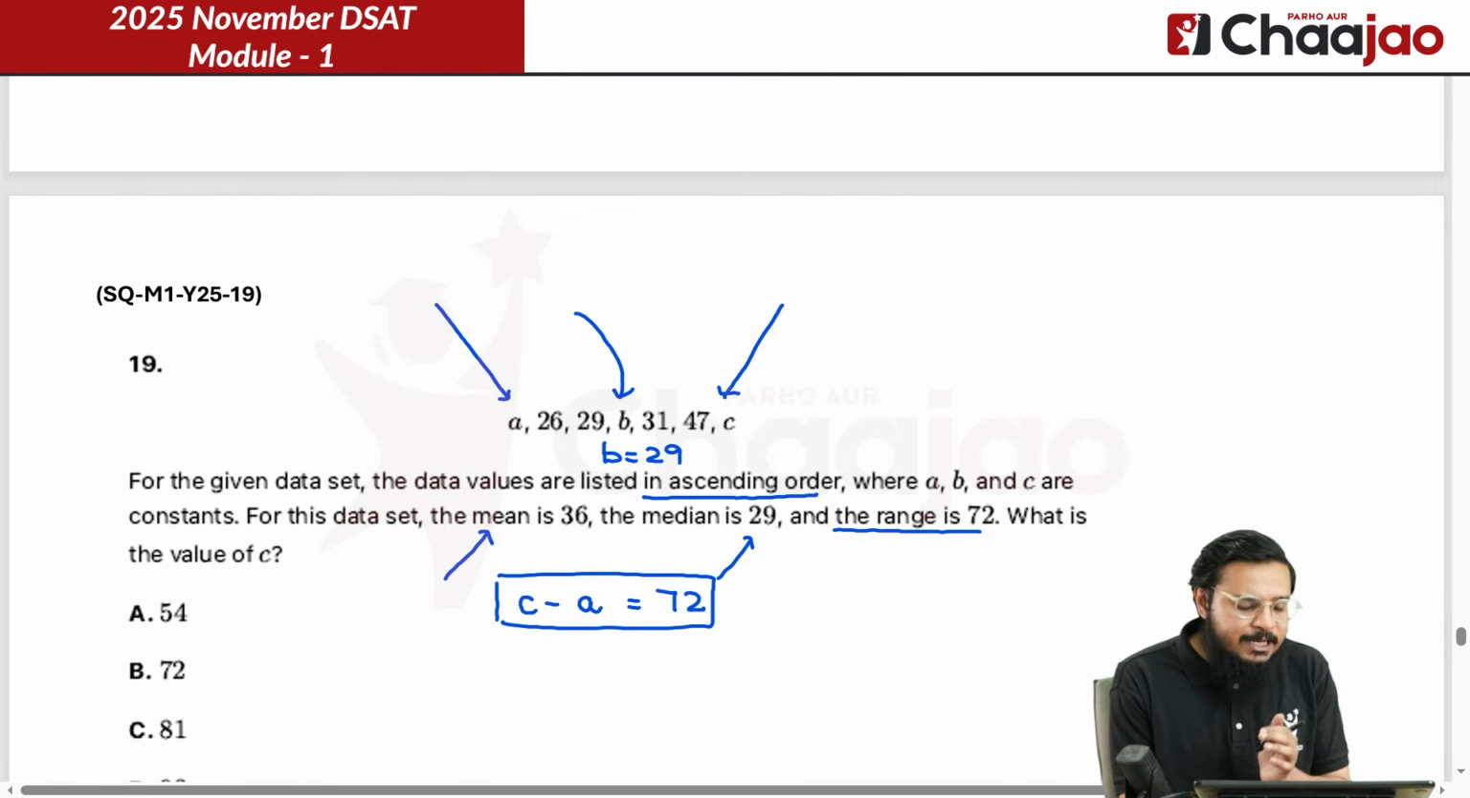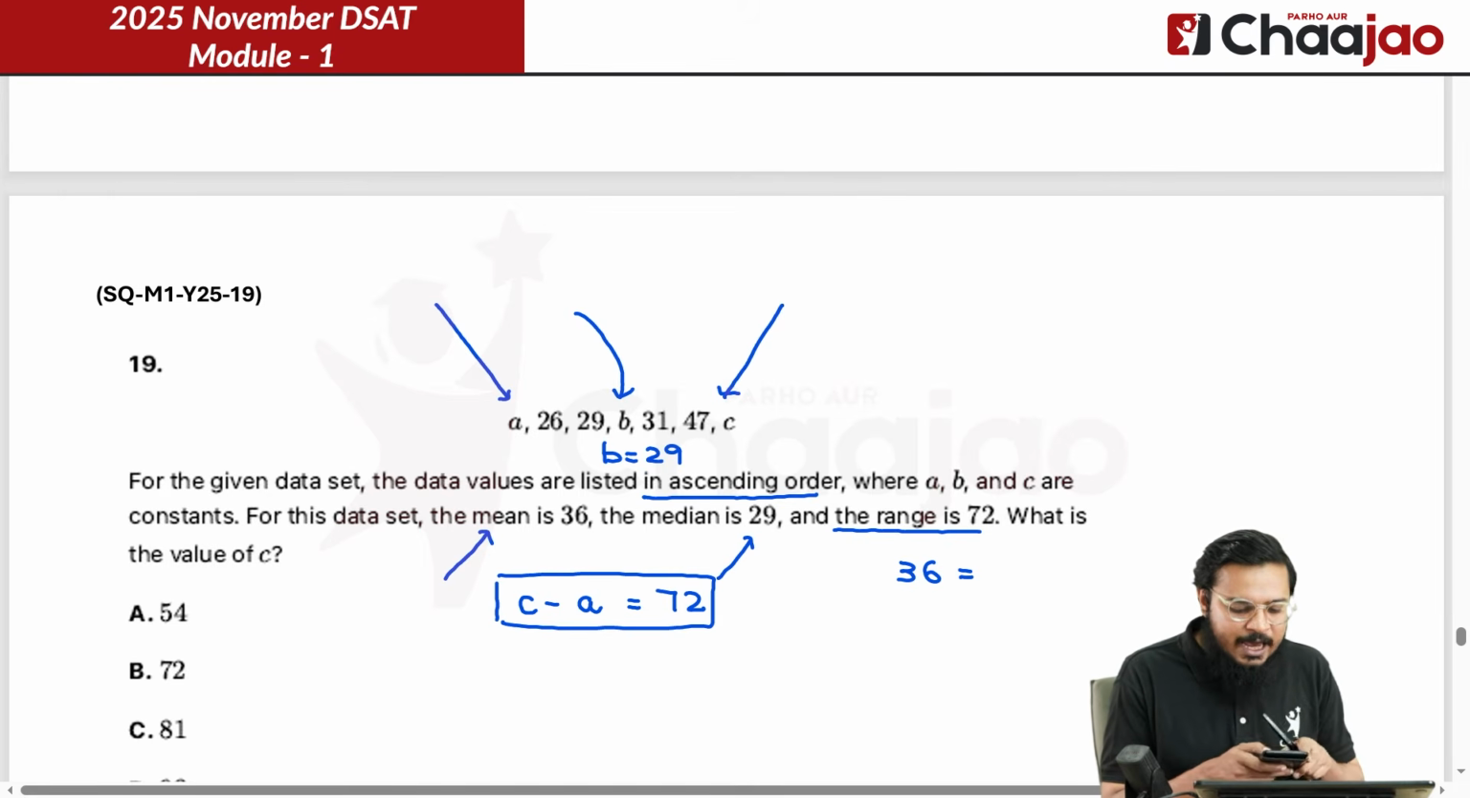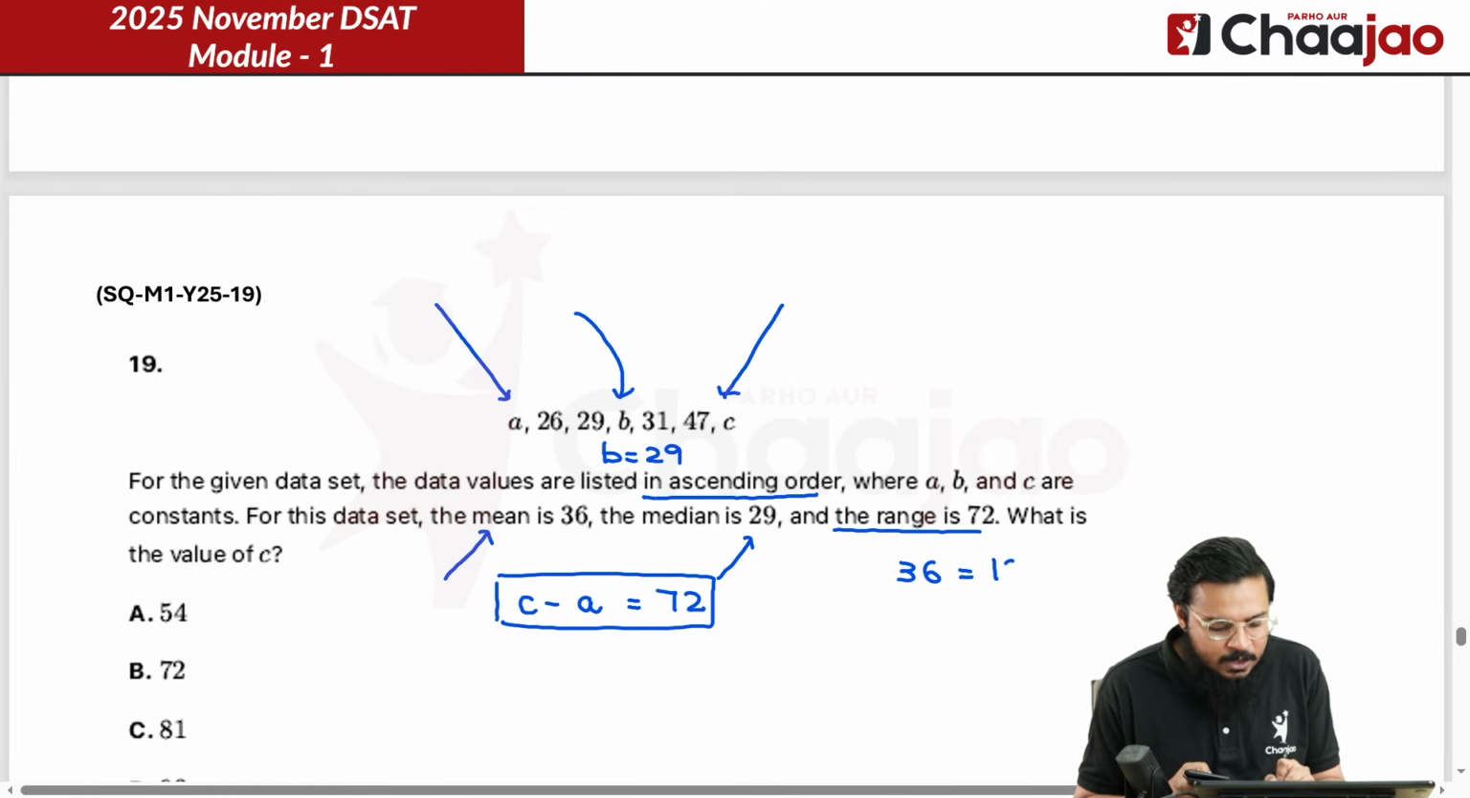So if I try to calculate any other relationship between constants A and C, I'm going to use the formula for mean. The formula for mean is: mean, that's 36, is always equal to the sum of all the numbers. So what do I have as the sum of all the numbers? 26, the second number, plus 29, the third number, plus B, that's 29 again, the fourth number, plus 31, plus 47. That's coming out as 162 over here, plus A plus C as the rest of the numbers, divided by how many numbers do I have? 1, 2, 3, 4, 5, 6, 7. So I'm going to put 7 over here.